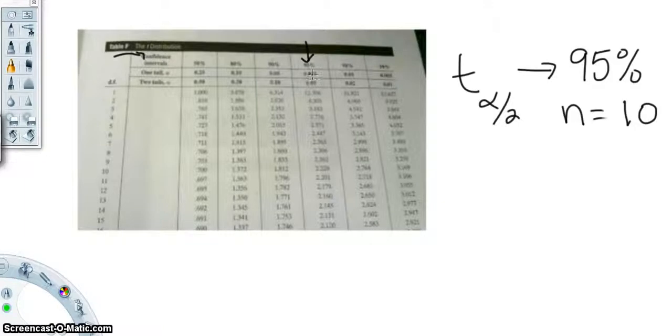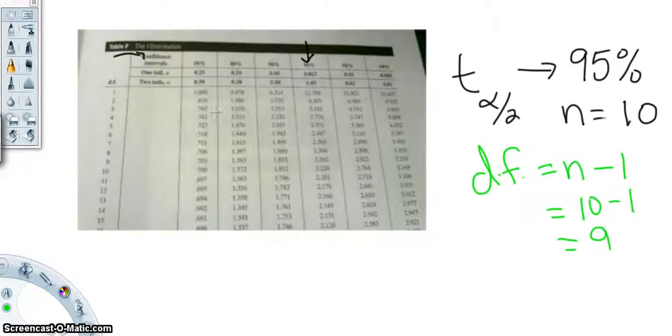So 95%. We're not paying attention to the one tail or the two tails currently. We want to come down, and we want to know what is our degrees of freedom. If our sample size is n, our degrees of freedom is equal to n subtract 1. So if we have 10, we're looking at 10 subtract 1, which is 9.